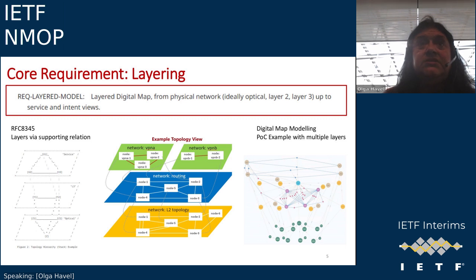The second requirement is the layered from physical up to service application. We say here service and intent views, but it should really go to not just the service and topological intent, but to the application as well. So RFC 345 also talks about supporting all the different layers, that each layer could be modeled using the same concepts, and that it can be done in a very generic way, so that the application doesn't have to understand some kind of different concepts for each of these different layers. So this is an example of how we can use these concepts for layer 2 routing and VPNs, for example, and this is from our POC examples for multiple layers.